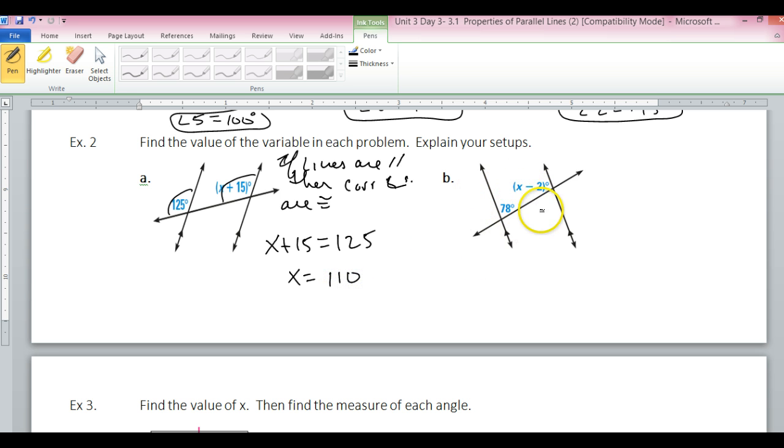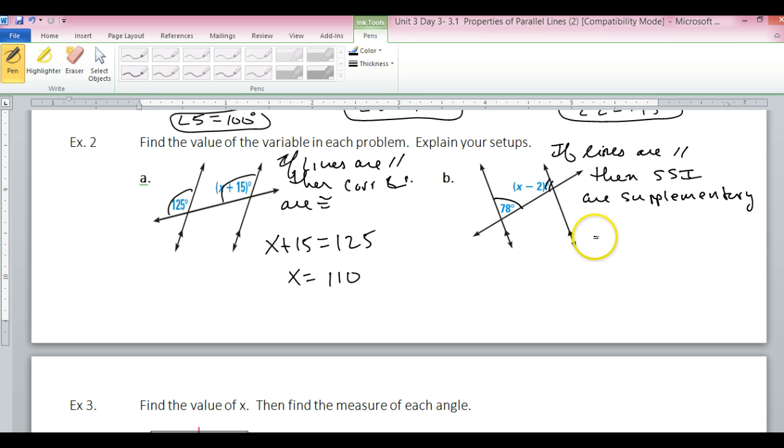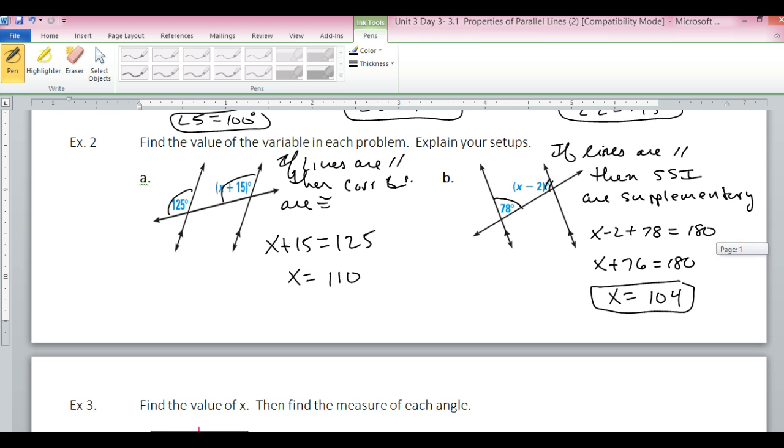Example B. When you look at it, what relationship do these angles have? These are same side interior angles. And if we look at the theorem above, if lines are parallel, then same side interior angles are supplementary. So our setup in this case, if they're supplementary, that means they add up to 180. So x minus 2 plus 78 equals 180, and now x plus 76 equals 180. x would be 104. That's not the measure of the angle, that's just the value of x.